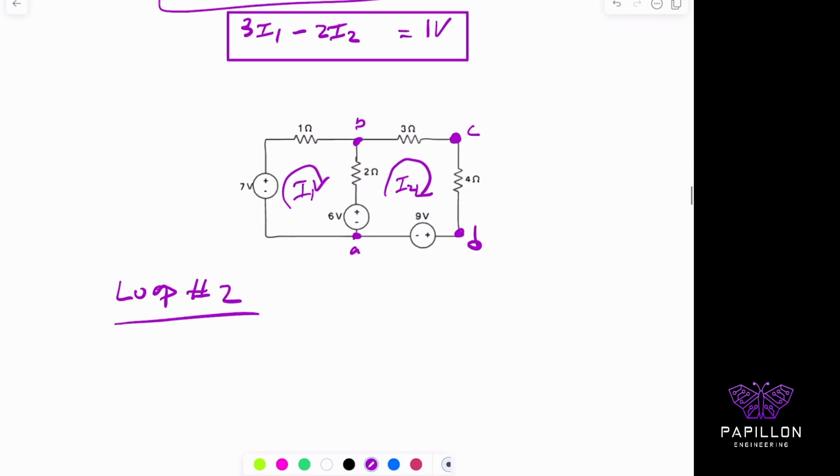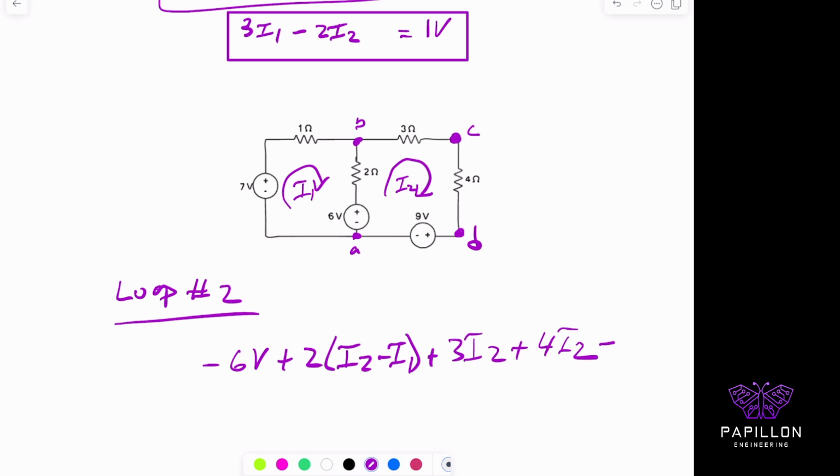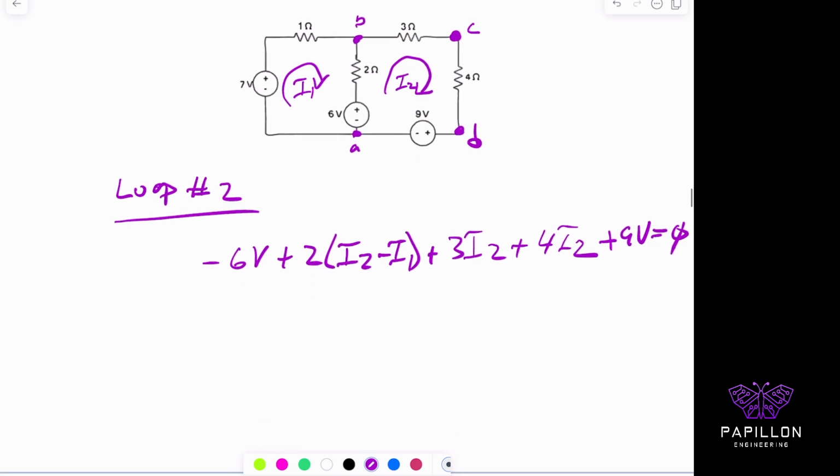Sum of all the voltages will equal 0. If I start from A, it's being read as minus 6 volts plus 2. I'm in loop 2, so it's I2 minus I1 plus 3I2 plus 4I2 plus 9 volts equals 0. Okay, so there's that whole thing.